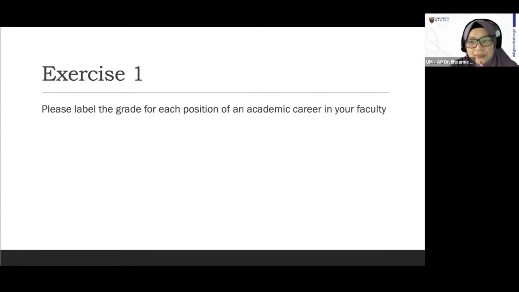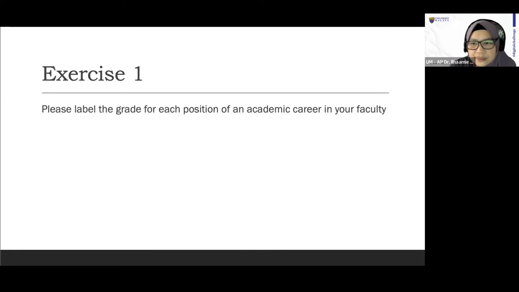I also believe that in the medical faculty there is one extra academic position for associate professor, which we don't have in other faculties, that position which is DU56 or DUG56. I'm not sure if it is the same in the pharmaceutical faculty. Okay, all right, thank you, Dr. Farid, for that question.